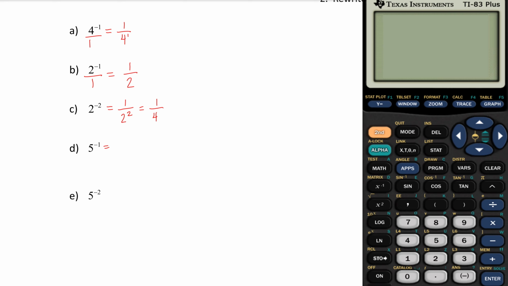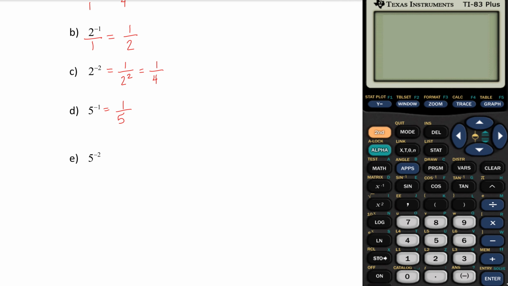D, again, I have 5 raised to the power of negative 1. I don't like negative exponents, so I move the 5 to the other side, and it becomes positive 1. E, same thing, except this is to the power of negative 2. I move it to the other side, so I get 1 over 5 squared. That becomes a positive 2. And then I do the math, and I get 1 over 25.